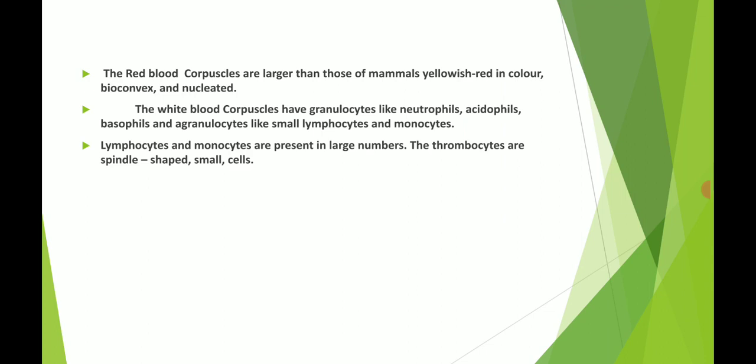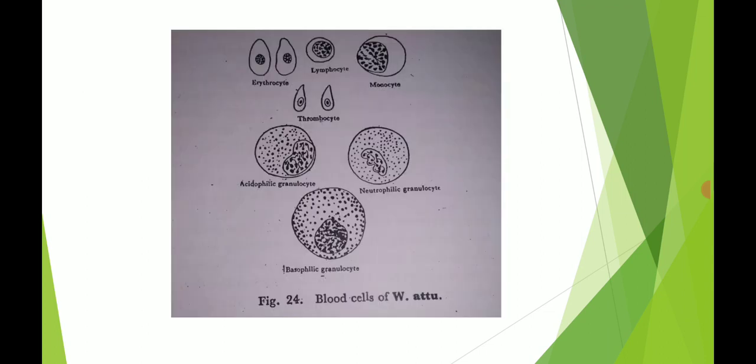Then the white blood corpuscles have granulocytes like neutrophils, acidophils, basophils, and agranulocytes. In the agranulocytes the nucleus is absent, like small lymphocytes and the monocytes. Lymphocytes and monocytes are present in large numbers. The thrombocytes are spindle shaped small cells. We see here the acidophilic granulocytes, neutrophilic granulocytes, then the basophilic granulocytes; these white blood corpuscles are present here.